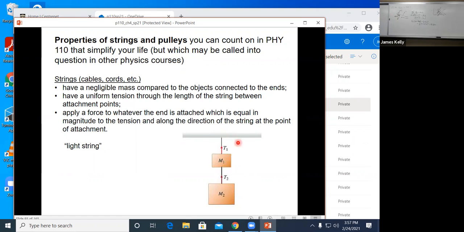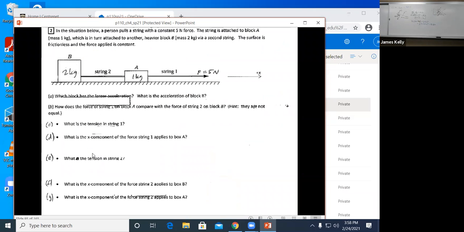So whatever the tension is in this top string, it's applying that tension force upward on this mass here. It's also applying an equal force downward on the ceiling up there, because the tension is the same all the way through. So that's how you use the tension. It allows you to know what force is being applied to the various objects that it's attached to. So we'll call that a light string.